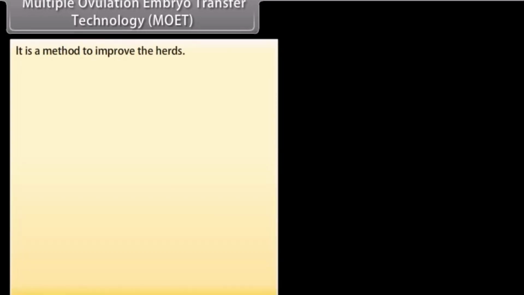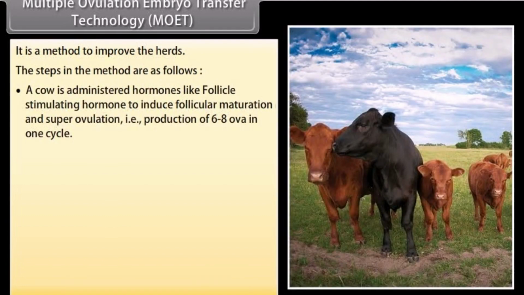Multiple ovulation embryo transfer technology, MOET. It is a method to improve the herds. The steps in the method are as follows. A cow is administered hormones like follicle-stimulating hormone to induce follicular maturation and superovulation, that is, production of 6 to 8 ova in one cycle.